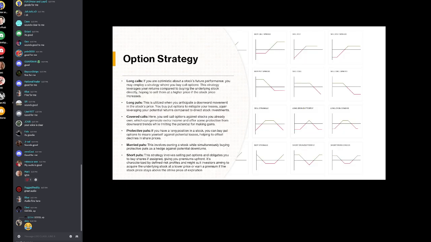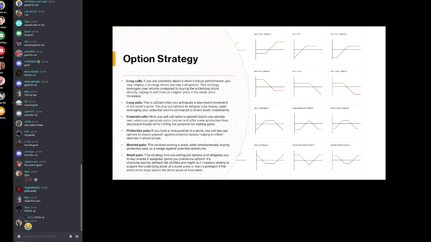So now, one of the ways that we can employ options, and again, a lot of you guys already know this, is long calls, probably one of the more popular ones. If you're optimistic about a stock's future performance, you may employ a strategy where you buy call options. The strategy leverages your returns compared to buying the underlying stock directly, hoping to sell them at a higher price if the stock increases.